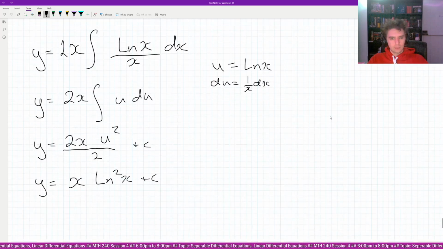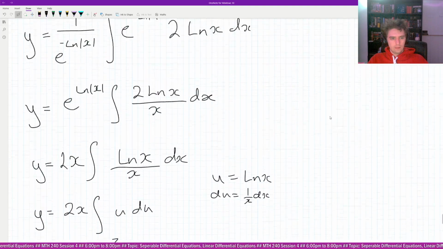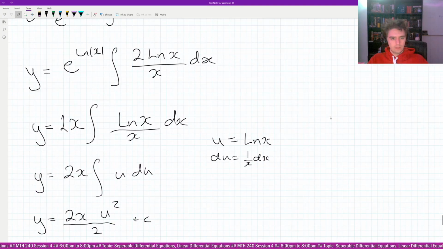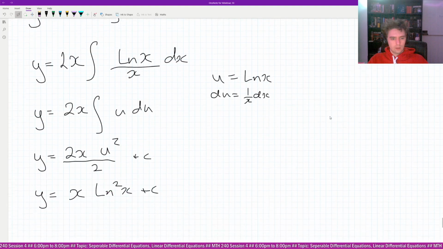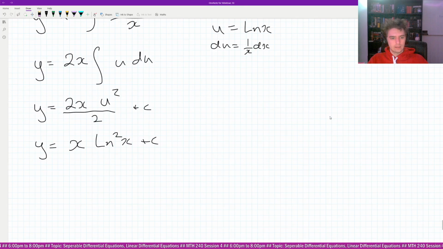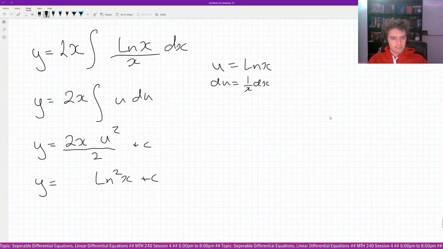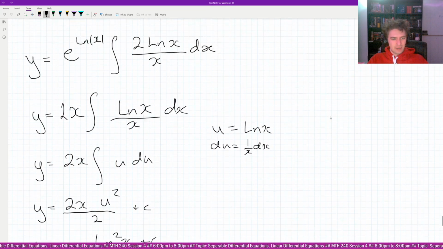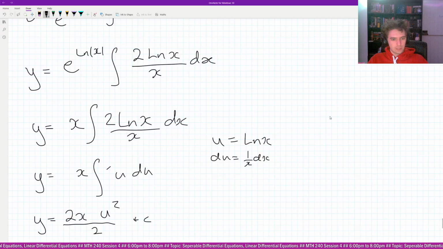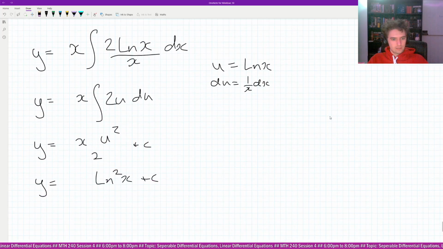Hold on, no, this doesn't work because I lost my... Oh, no. I jumped the gun a little bit here. Sorry, I'm mixing things up here. I will not move the 2 to the front. Okay, the x is still on the outside.